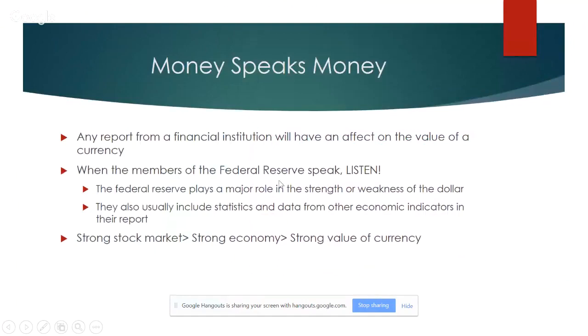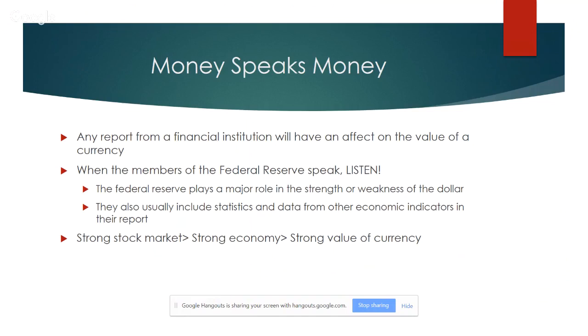And money speaks money, right? So the things that you should look for in an economic report are primarily any financial institution, which will mostly be the Federal Reserve, reporting on anything, right? Anytime that Janet Yellen, who is the current chairwoman of the Federal Reserve, speaks, everybody around the world pays attention because U.S. markets are really, really influential around the world, right?